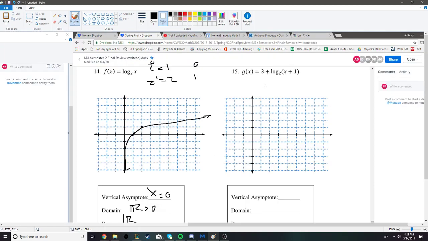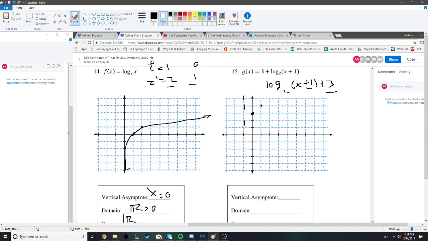So we can take this plus 3 and move it to the back. So this is log base 2 of x plus 1, plus 3. So same points, 1 comma 0. But we're going to shift left 1, up 1, 2, 3, because that's what it says to do, shift left 1, up 3. Then we go to 2 comma 1. 2 comma 1, and go left 1, up 1, 2, 3.